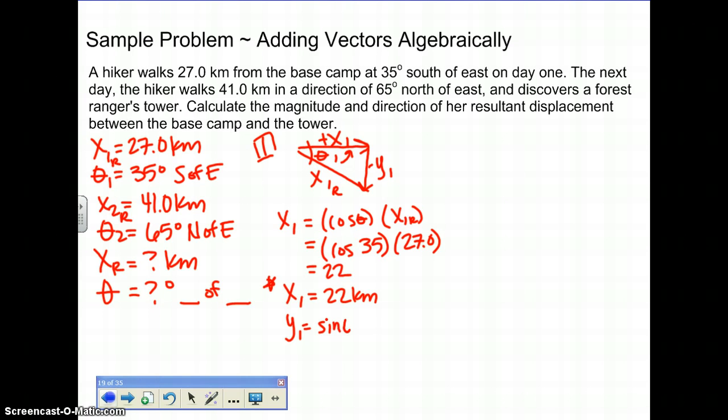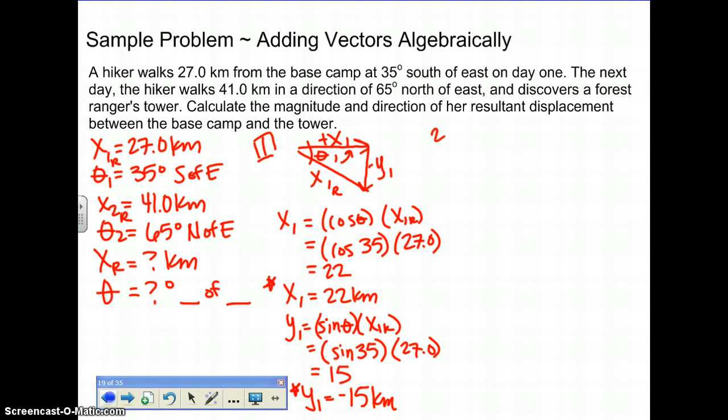Y1 is going to be sine theta times x1r, where that would be the sine of 35 times 27.0. Throw that in your calculator. That one should come out to be 15, but check it out, you're moving south, so your y1 is really a negative 15 kilometers. Once again, it's not a final answer, but we could definitely star that guy.